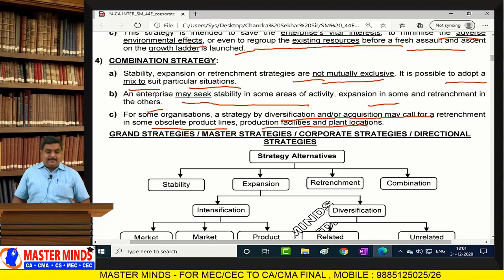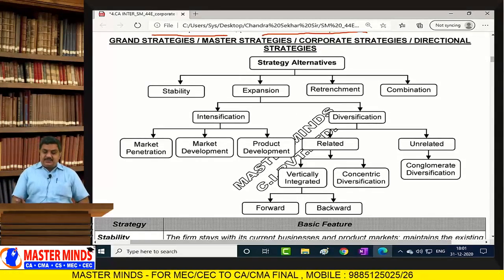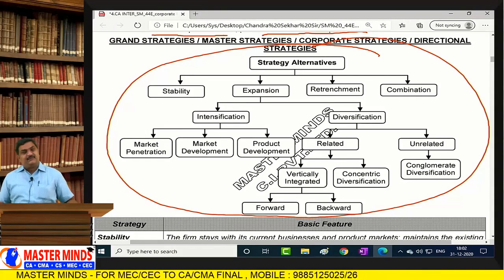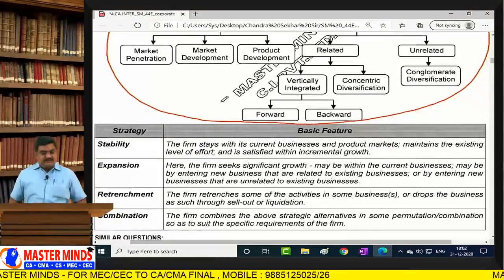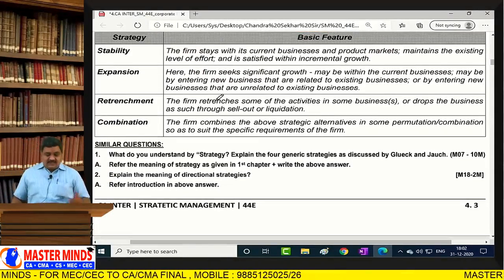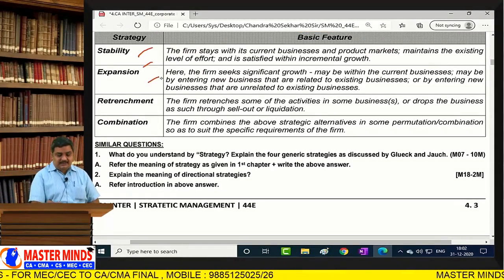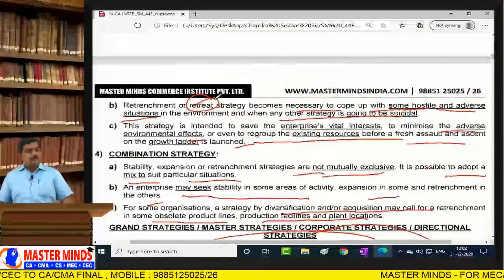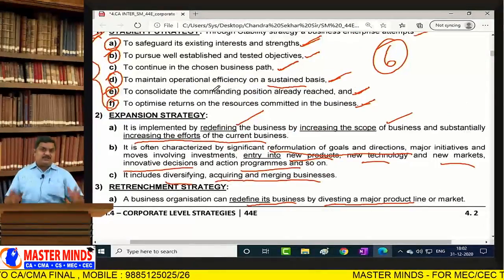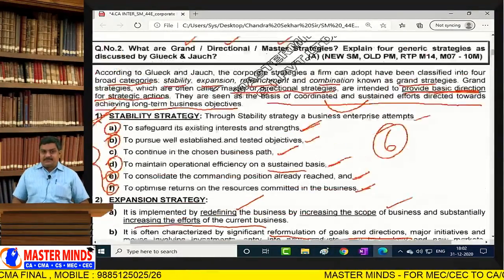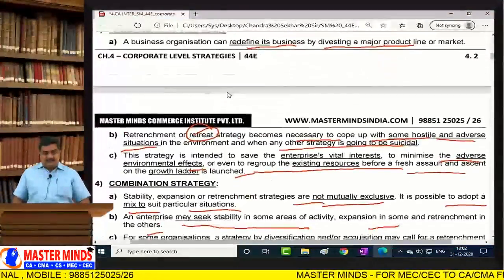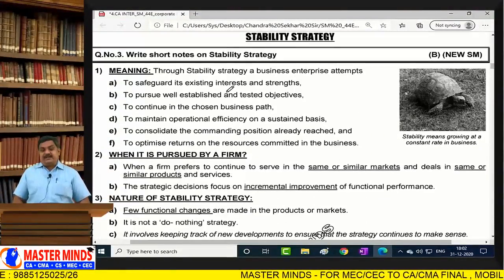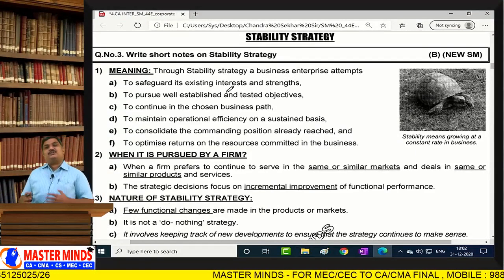This diagram will be covered once this entire lesson is finished. Again, the same thing is given here. This question seems to be somewhat important, because if the examiner wants to test all the concepts at a time, this type of question may be asked. Now, let us move on to stability strategy in detail. Write a short note on stability strategy.